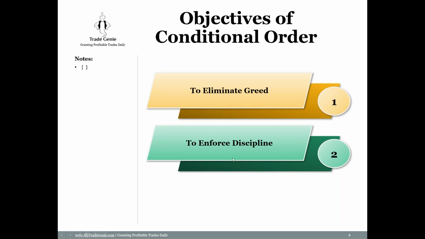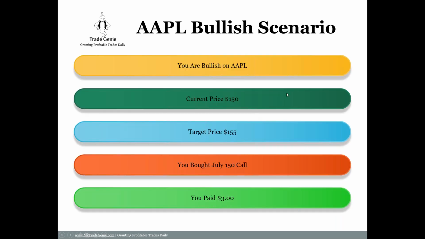So one is to eliminate greed, and another one is to enforce discipline. You just follow your system again and again and again, so there's no thinking involved. I'll give you some examples of Apple. Apple is the favorite one. I'll give you the example of Apple in both scenarios, for calls and puts, and then you see if you can implement it tomorrow. When you implement the conditional order, I learned this like 12, 13, 14 years ago on Interactive Brokers.